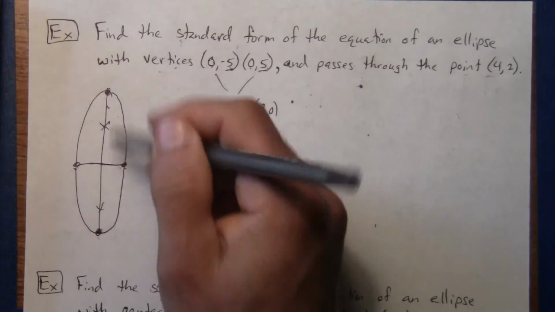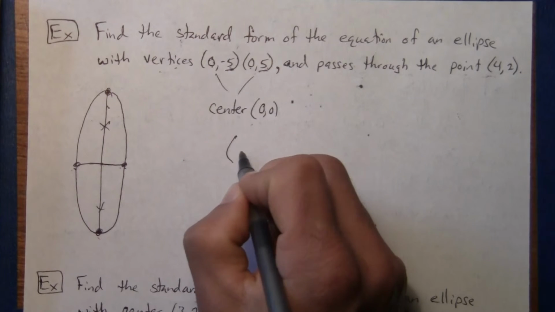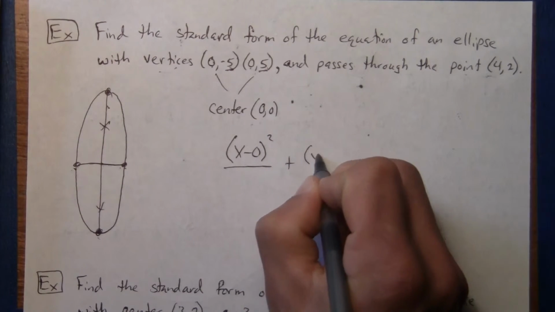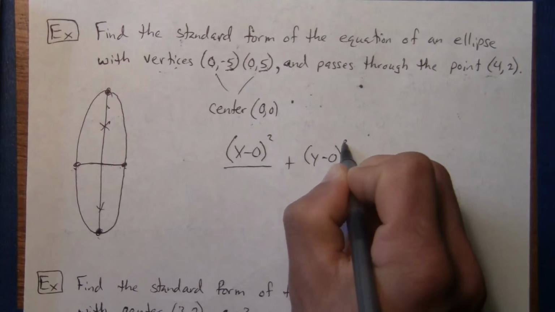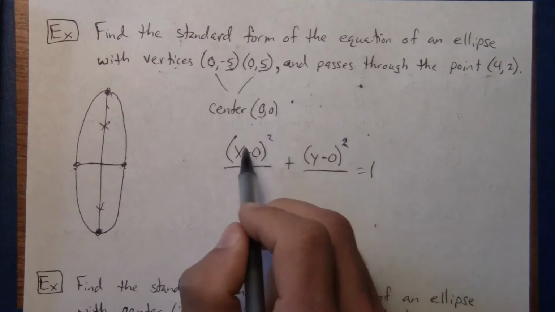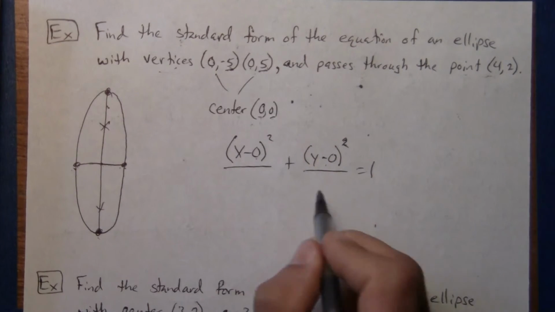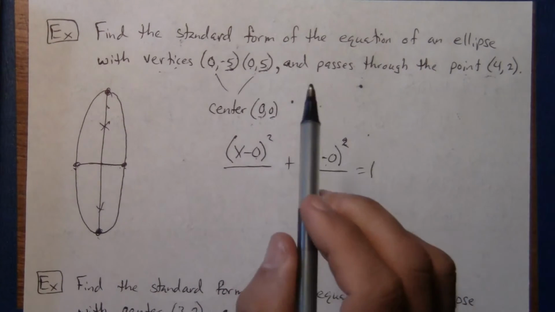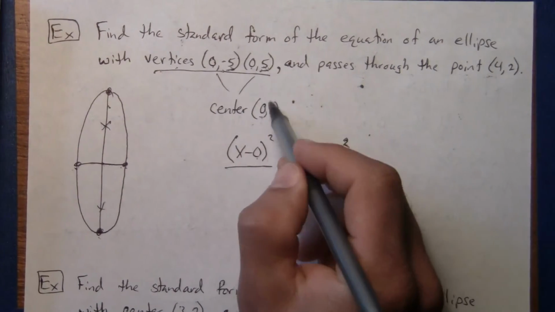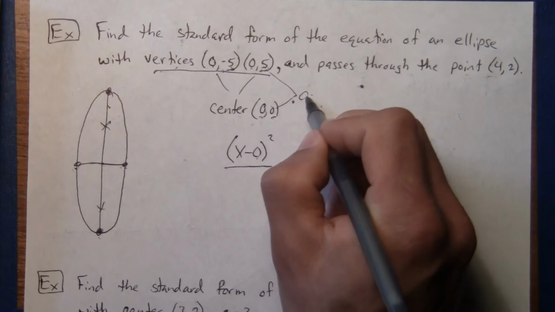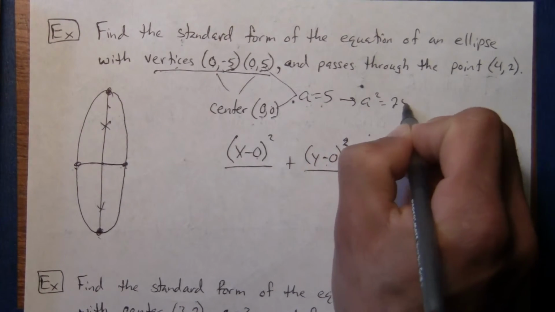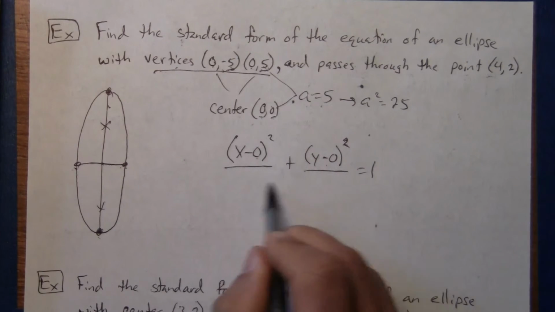So I know it's longer up and down, so when I write my equation, it's x minus 0 quantity squared over something plus y minus 0 quantity squared over something equals 1. X minus 0 because of that number, y minus 0 because of that number. I don't know which one's which here for a second. Now, this is a vertex, so that means the distance from either one of these to the center is representing a. That means I know a is 5, or better yet, I know a squared is 25. So one of these numbers is 25.